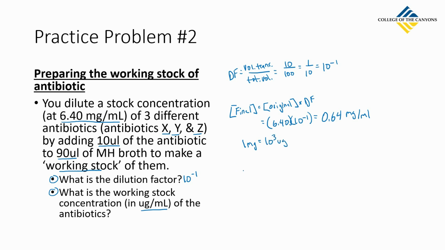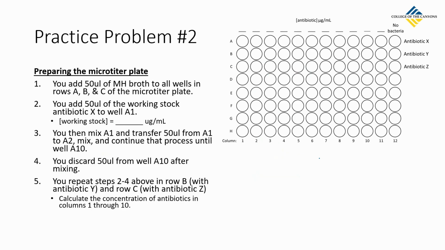But we need that in micrograms per mil, and we know that 1 milligram equals 1,000 micrograms. So we're going to set up our dimensional analysis problem to do this conversion. So we've got 0.64 milligrams per mil. We're going to multiply that times 1,000 micrograms over 1 milligram. Milligrams cancel. 0.64 times 1,000 is 640 micrograms per mil. So that answers the second question. So all 3 of these antibiotics now have a working stock concentration of 640 micrograms per mil. So I'm going to write that in here so we don't forget it.